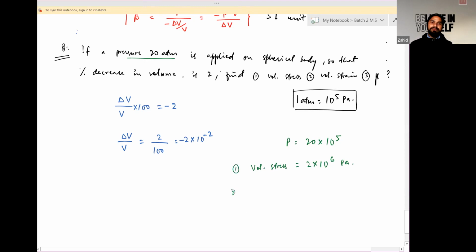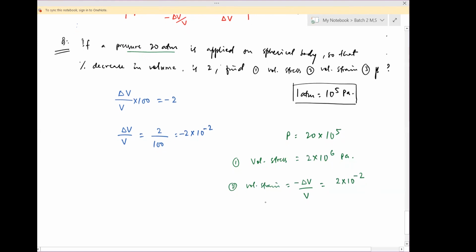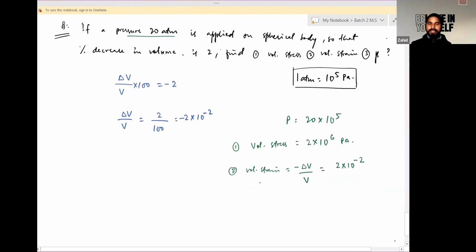Next is volumetric strain, which equals delta V by V with a negative sign. So if you put this value from this, minus and minus will cancel out. So you will get 2 into 10 to the power minus 2, and it will be a unitless quantity. Is it clear, Mariam? Yes, sir. Now just divide these two terms to get beta, or bulk modulus. Try to solve.